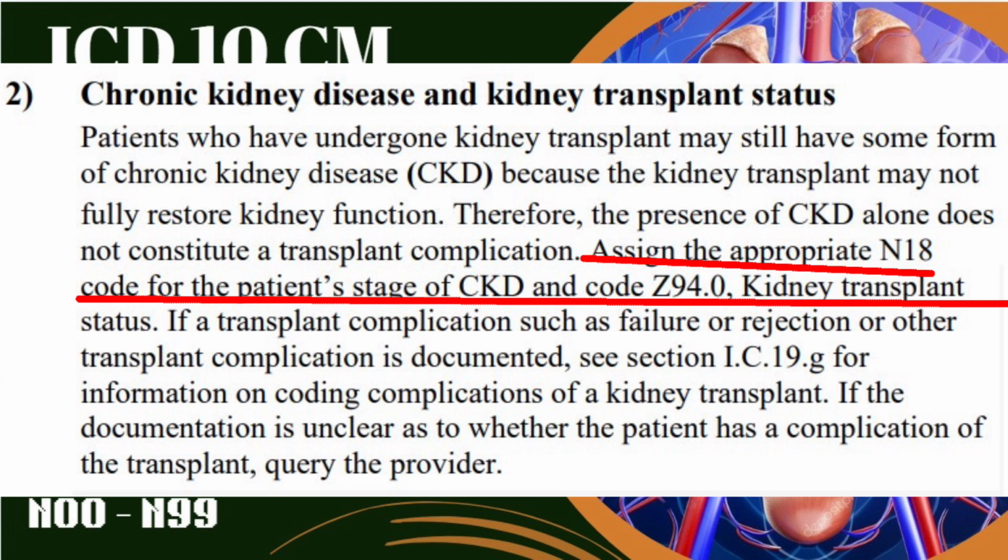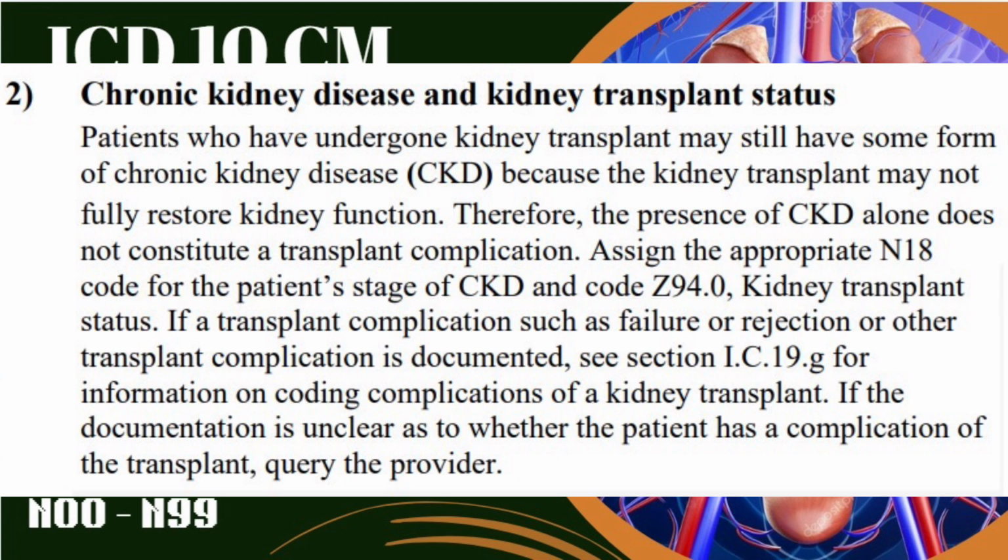At that level, the stage might have changed because the patient has had a kidney transplant. So you will be coding the N18 series with the correct stage of CKD. And also you will be coding Z94.0, which is kidney transplant status. In this scenario, you will not be coding a complication code. Got my point, right? It will be a normal CKD with the patient's stage of CKD, and then we'll be coding Z94.0, which denotes the kidney transplant status.